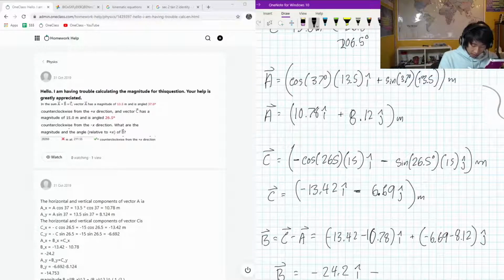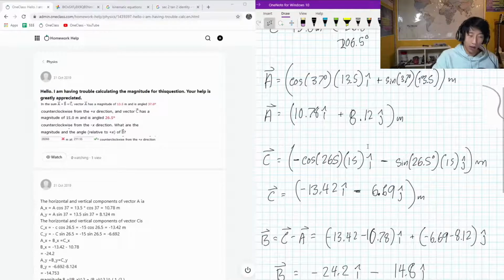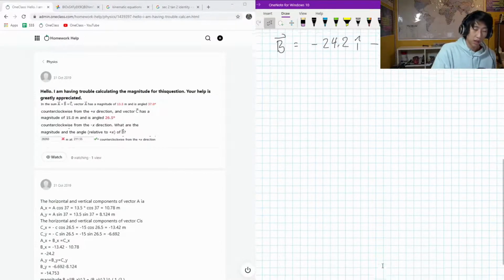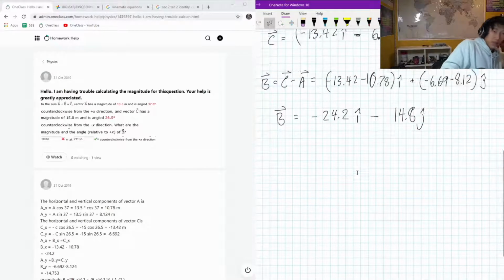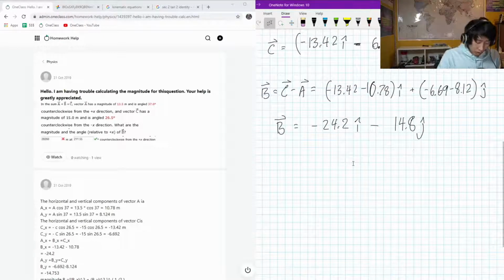8.12 and 6.69. That's going to be 14.8 in the j direction. Okay. No, I rounded them earlier, but I'm pretty sure that they would perfectly line up to be these nice and easier numbers. Cool. So it's asking for the magnitude of b.